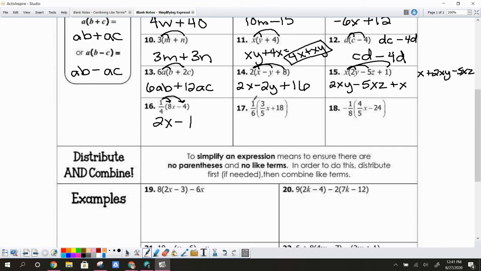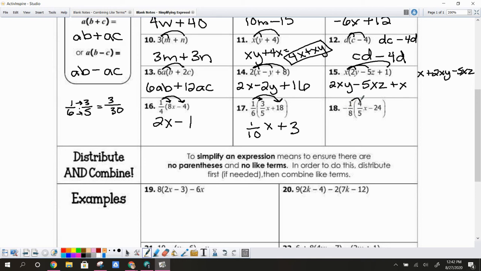Now remember, when you're multiplying fractions, you're multiplying across the top and across the bottom. So we're taking that and we're taking this. So we're doing 1/6 times 3/5. So 1/6 times 3/5 equals, multiply across the top and across the bottom, so we have 3/30. And this simplifies to 1/10 x. And then 1/6 of 18 is 3.